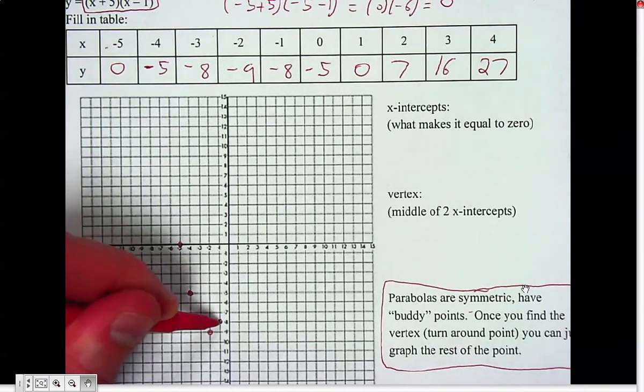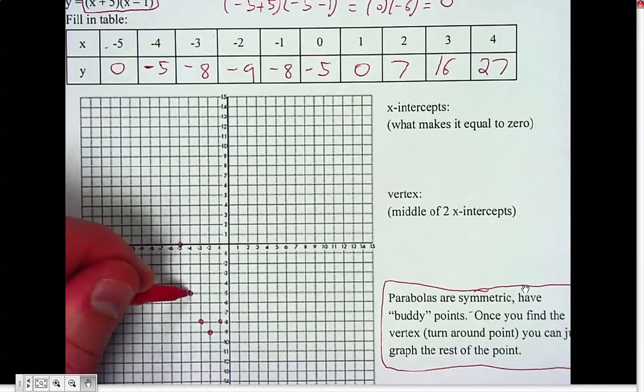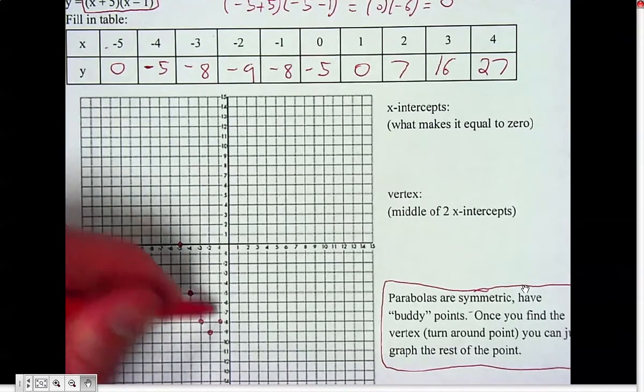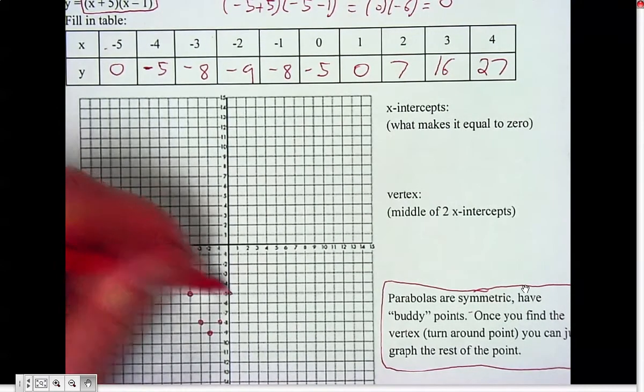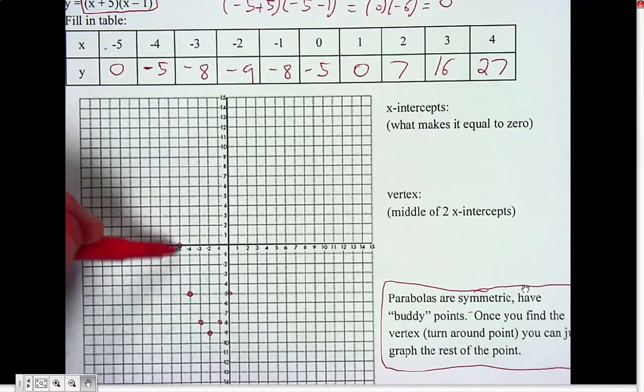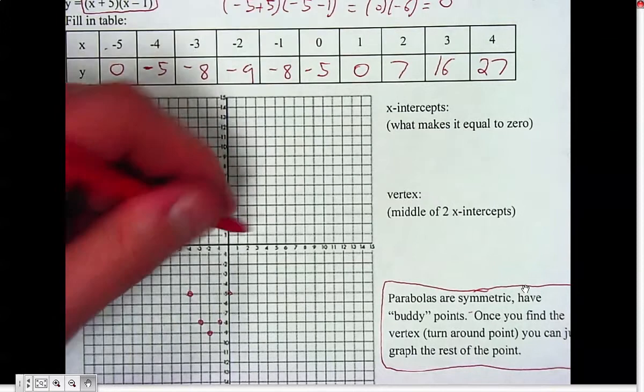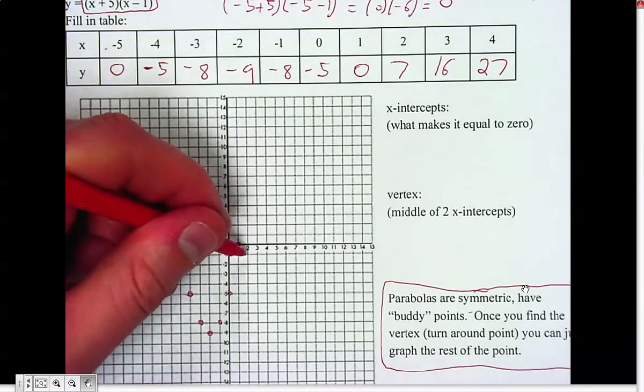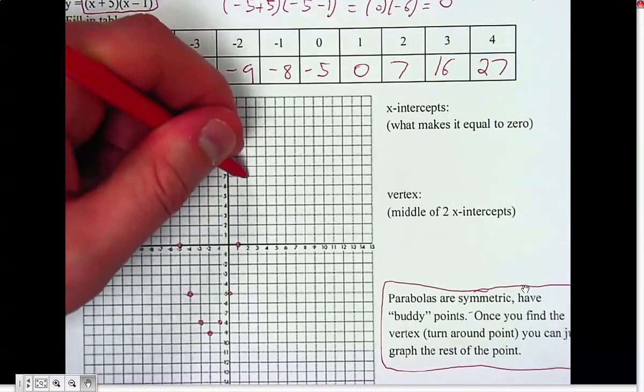When I go 1 point either direction from the vertex of the parabola, both of these end up at -8. I can see up here I was at -5, so I expect my next point here is going to match up with that, -5. As I keep going to the right, I'm going to keep matching up with the buddy points over here. So the next one should be 0. When I check the table, it is.